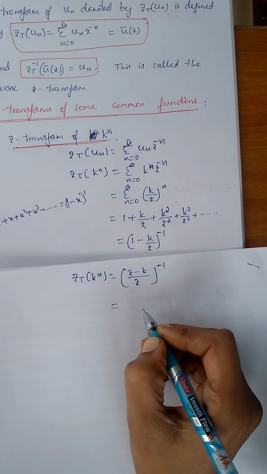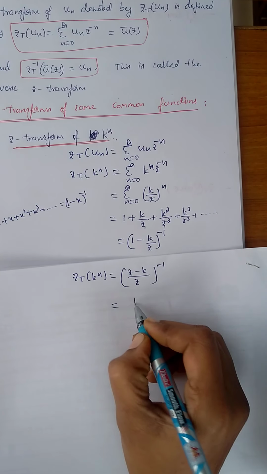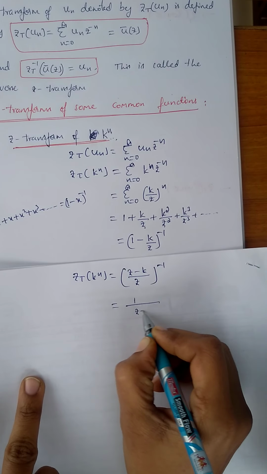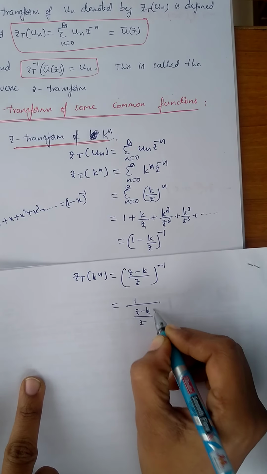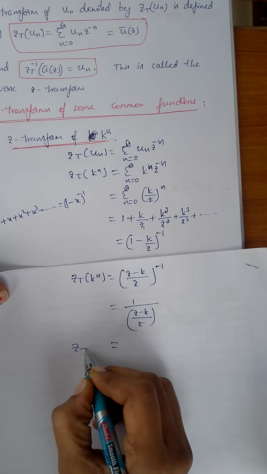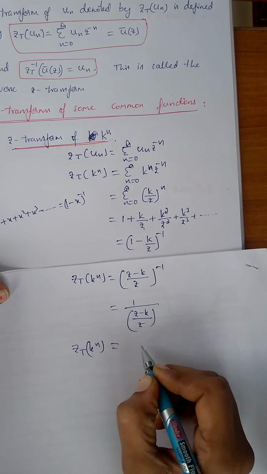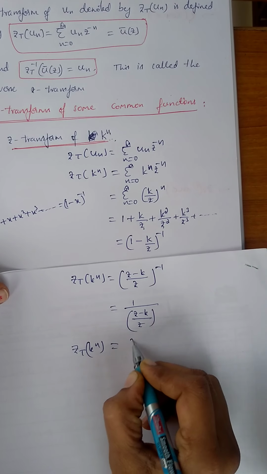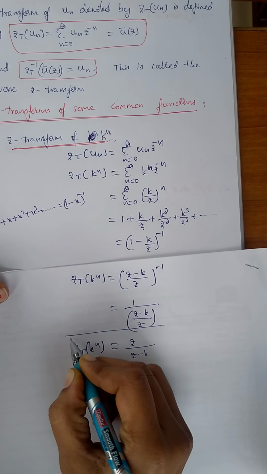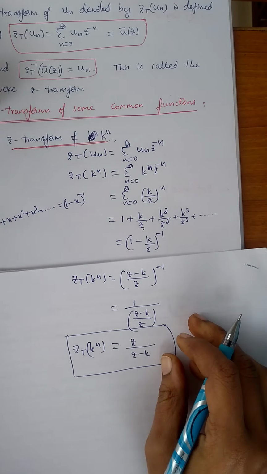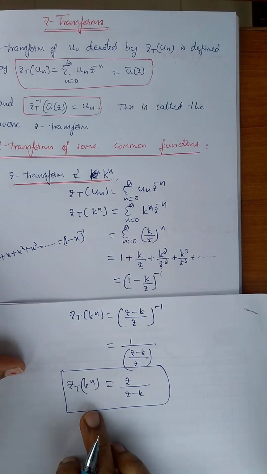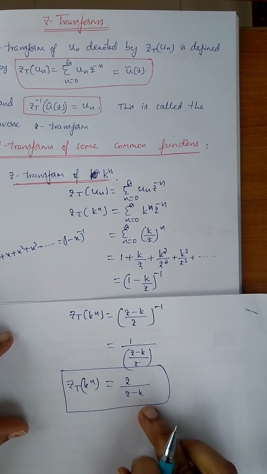Further we can simplify. Because of minus 1, this goes to the denominator: z minus k, and the denominator is z. Or we can write the z transform of k to the power of n. The answer is z, it goes to the numerator. The final solution is z by z minus k. So using the basic definition of the z transform, we get the z transform of k to the power of n is equal to z by z minus k.